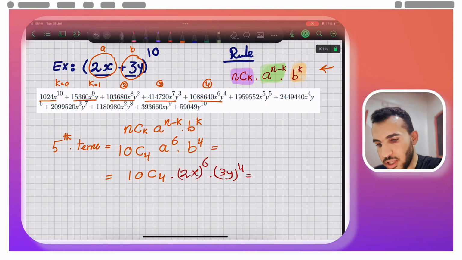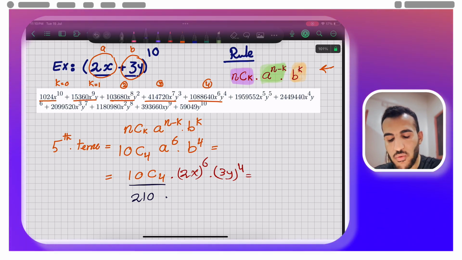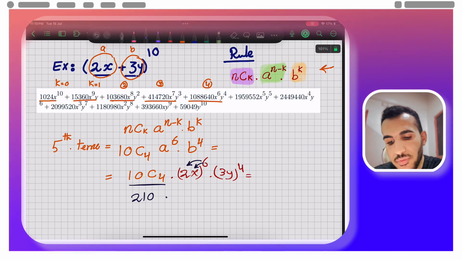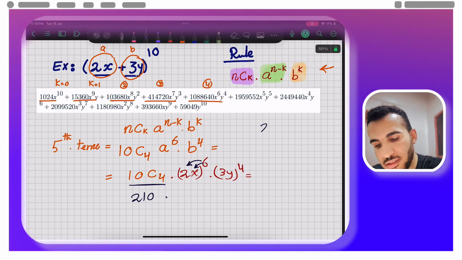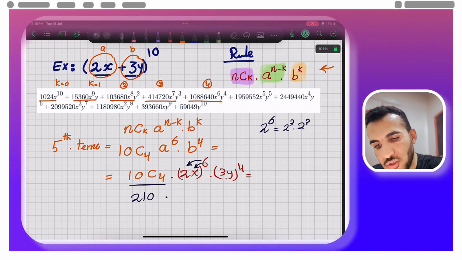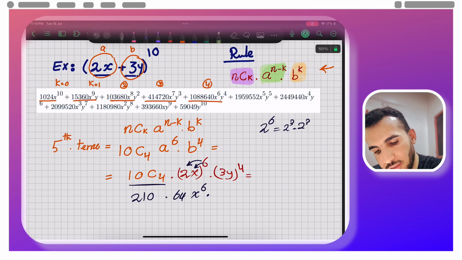You can use your calculator, by the way. So this equals 210. Let's solve this. It will be 2 power 6 and x power 6. So 2 power 6, let's solve it here. 2 power 6 is going to be 2 power 3 multiply 2 power 3. 2 power 3 equals 8. 8 multiply 8 equals 64. So I'm going to write 64 and x power 6, okay?